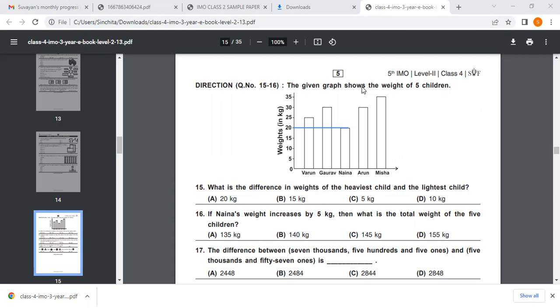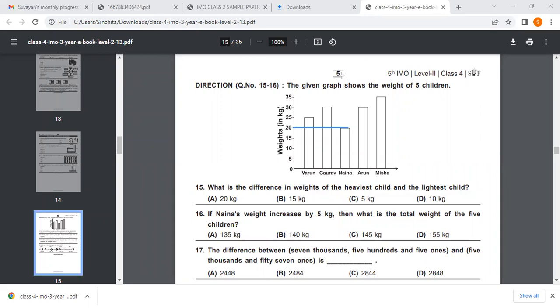Okay. See, Shruti, here in number 15, it is asking for the difference in the weights of the heaviest and lightest child. Shruti, first tell me, what will you do if you have to find out the difference? Will you add or subtract? Subtract. Very good. So, who is the heaviest child, Shruti? Misha. Very good. Misha is the heaviest child. Now, what is the weight of Misha? 35. Very good. Now, you tell me, beta, who is the lightest child? Naina. What is her weight, beta? 20. Very good. Now, do the subtraction, you will get the answer.